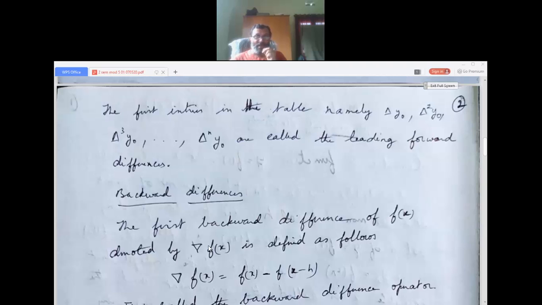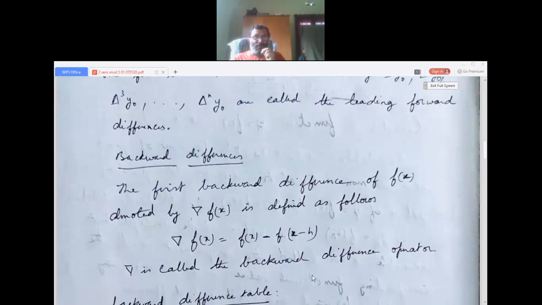The first backward difference of f of x is written like this, defined as follows. It is denoted by the reverse of a triangle. Forward difference means the symbol of a triangle, but if it is a backward difference, then the symbol is the reverse of a triangle. The backward difference is defined as del f of x is equal to f of x minus f of x minus h.